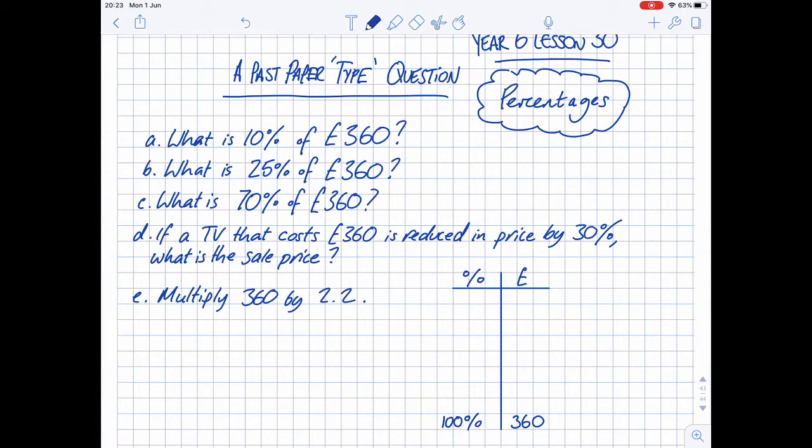Now, first question is asking us 10%, isn't it? So like I just showed you, how do I get down from 100 to 10? I divide by 10, so I need to divide my amount by 10. So 10% is £36.